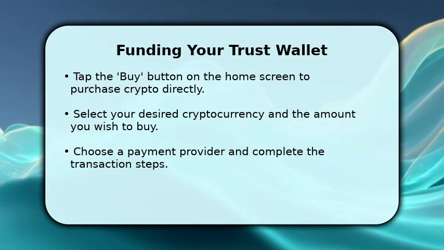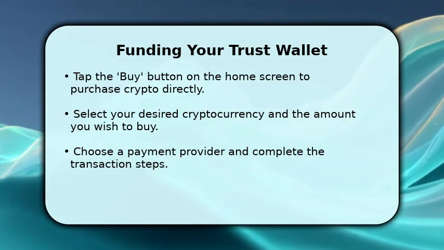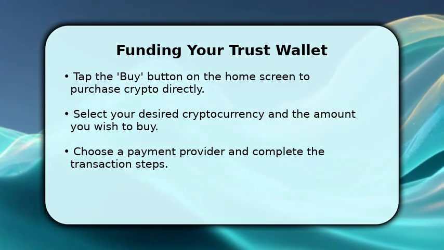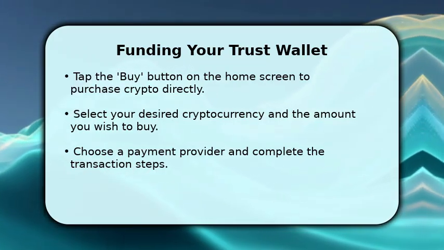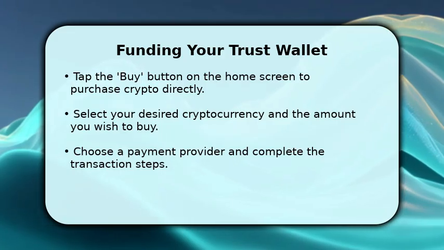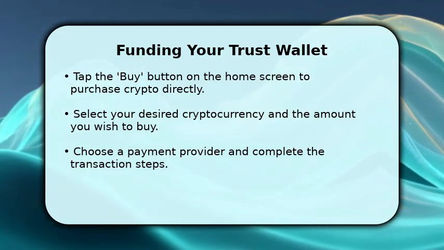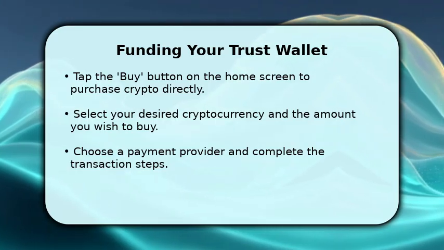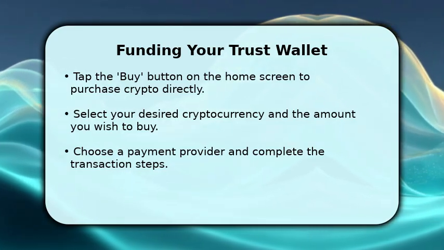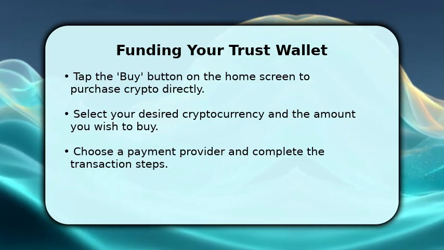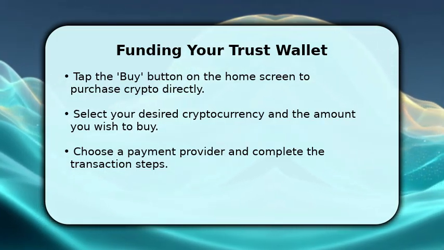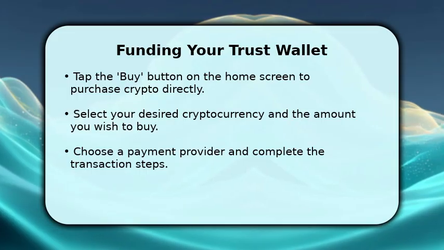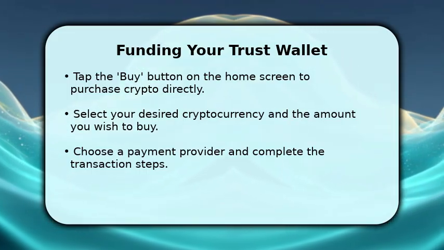Now that your wallet is set up, it's time to add some funds. On the Trust Wallet home screen, simply tap the Buy button. You can then select the cryptocurrency you wish to purchase, like Bitcoin or Ethereum, and enter the amount. Trust Wallet partners with various third-party providers, so you'll choose one and follow their prompts to complete your purchase using methods like credit cards or bank transfers.